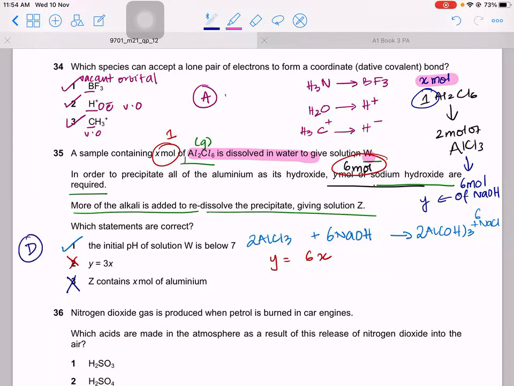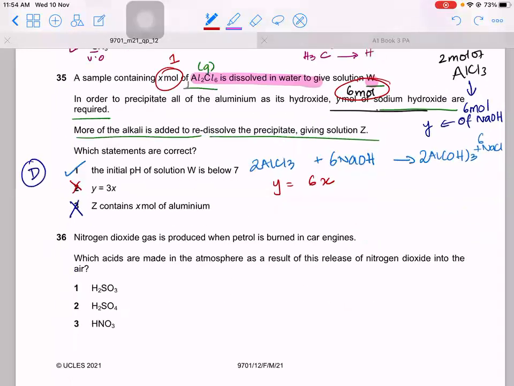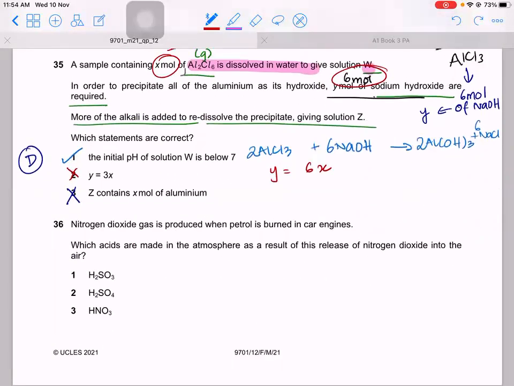So you need to understand that Al2Cl6 gives you 2 AlCl3s, and then 2 AlCl3s will require 6 NaOH. So basically 1 Al2Cl6 requires 6 NaOHs, not 3. The answer therefore is D. 36.